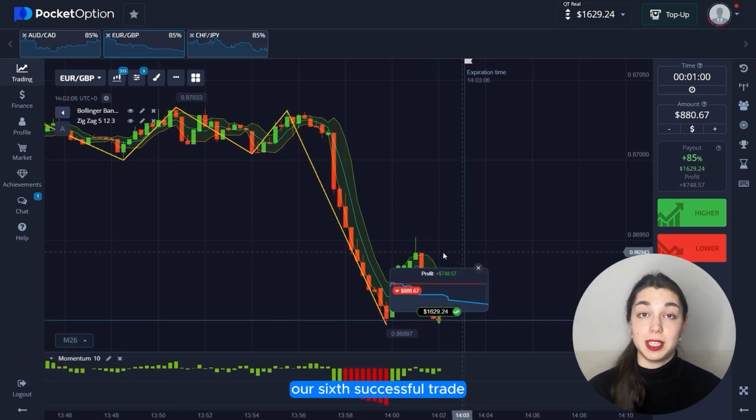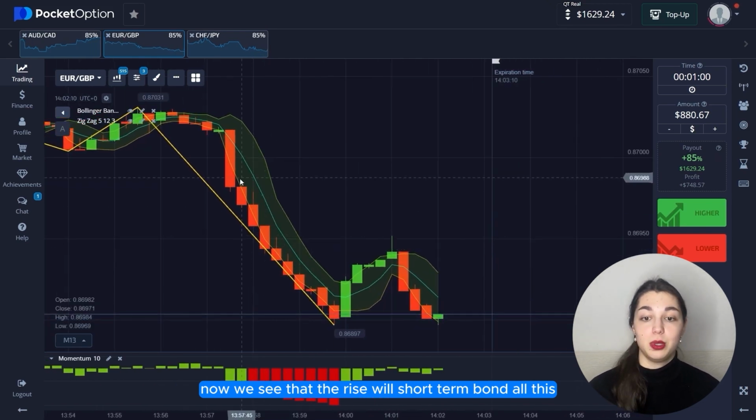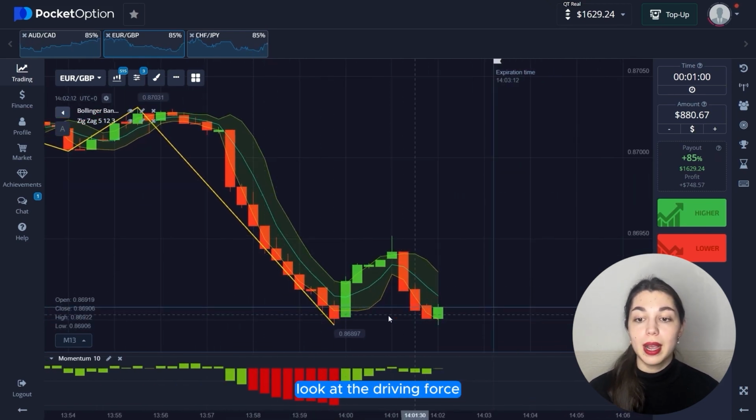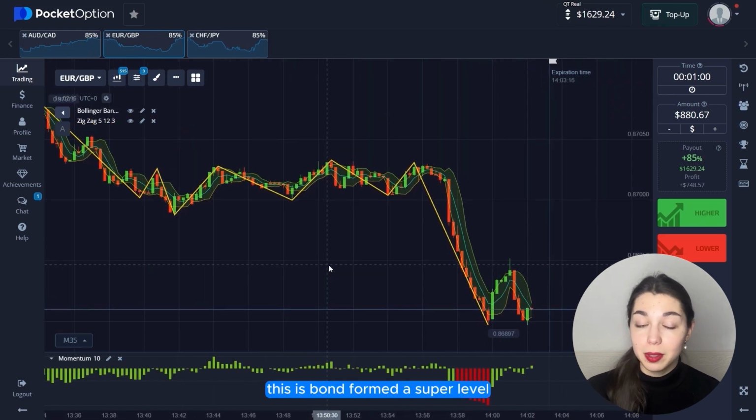Our sixth successful trade. Now we see that the rise was a short-term rebound. Always look at the driving force. This rebound formed a super level.